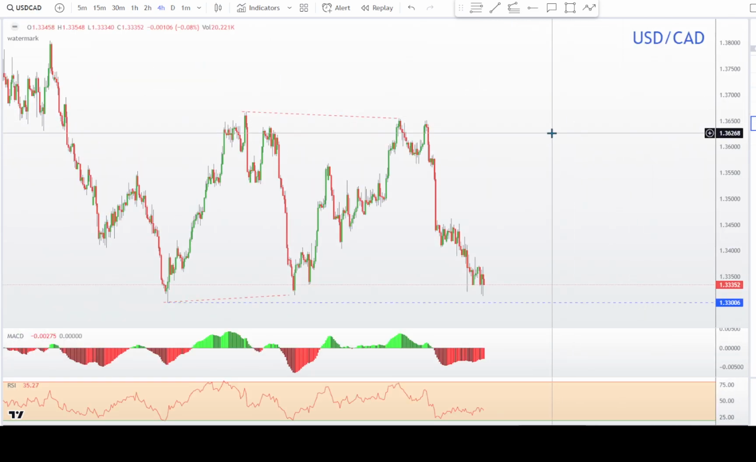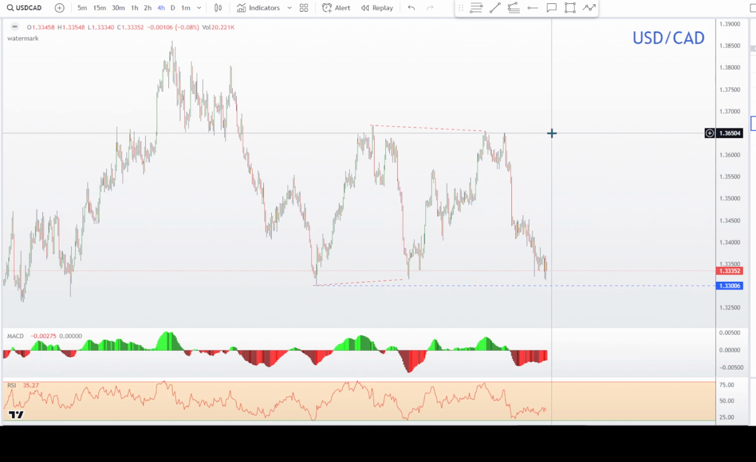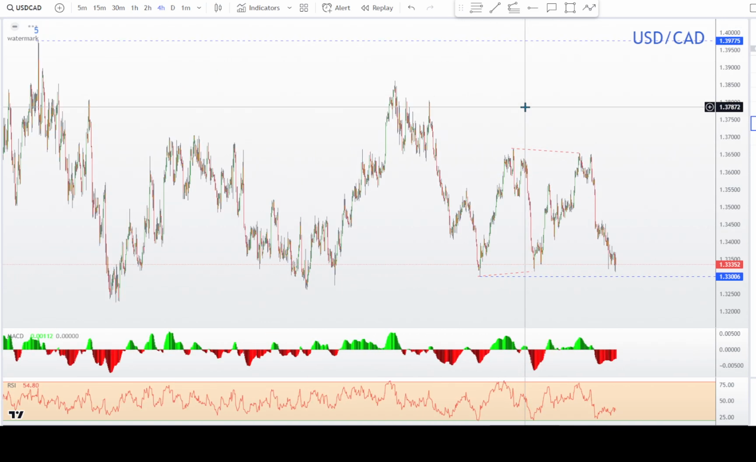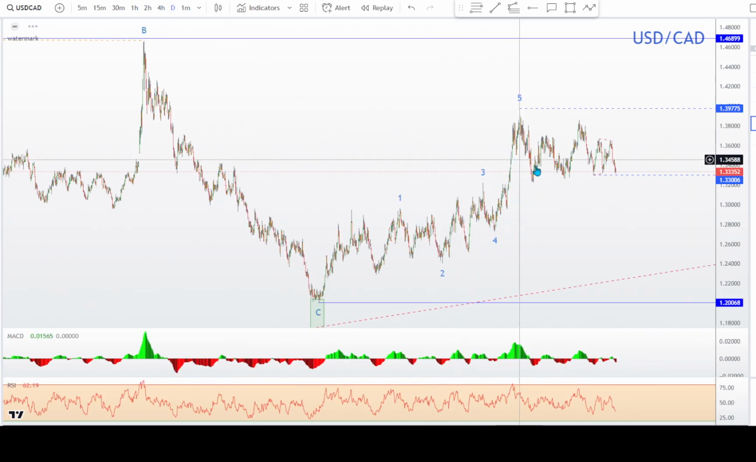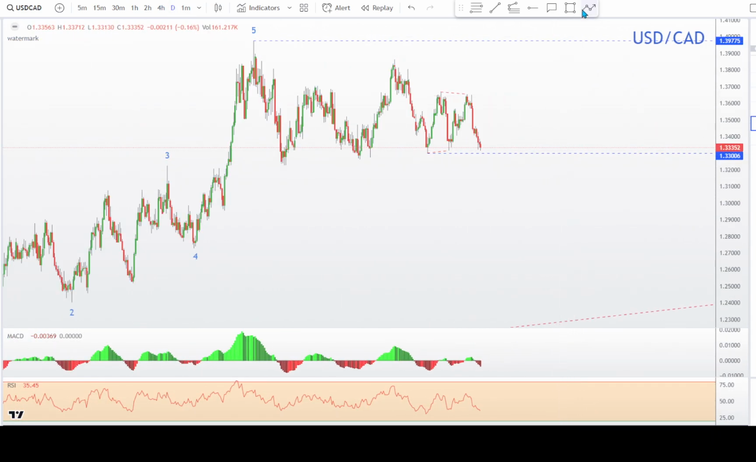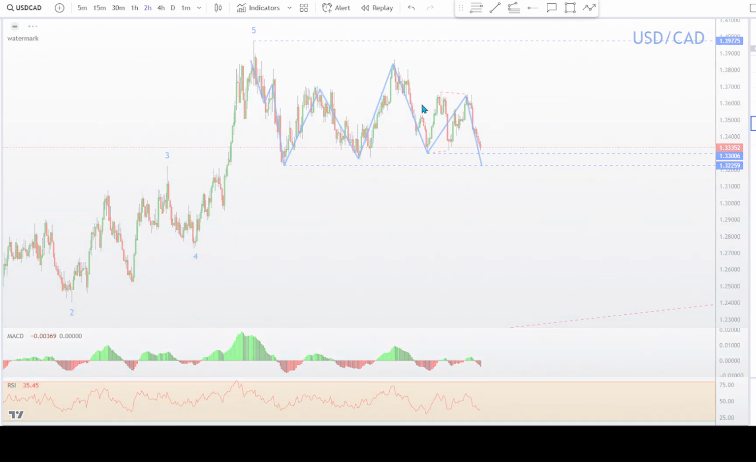All right, CAD. Yeah, so this running contracting flat is playing out. So just zooming out to the daily, it looks like I see 5 waves up, and it looks like they're just making a bigger correction here. So you did have a 3-wave move down here, and then a 3-wave move up, and so now it's 1, contracting flat, 2. So they'll come and break not only this 133 level, but they're also going to break that level too, 132.25.